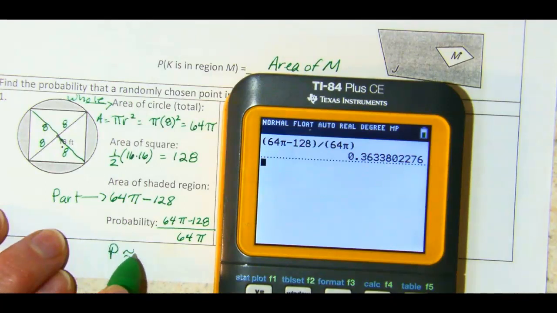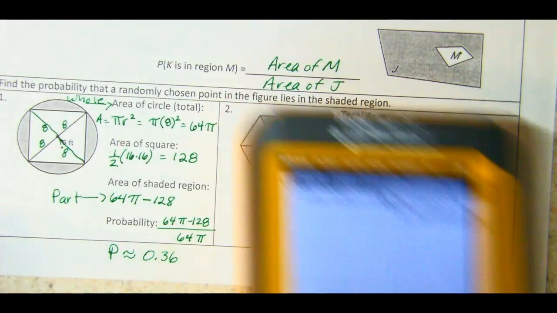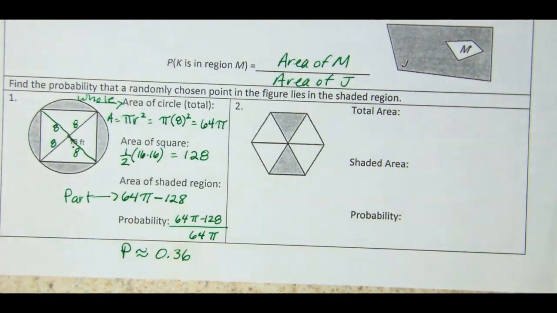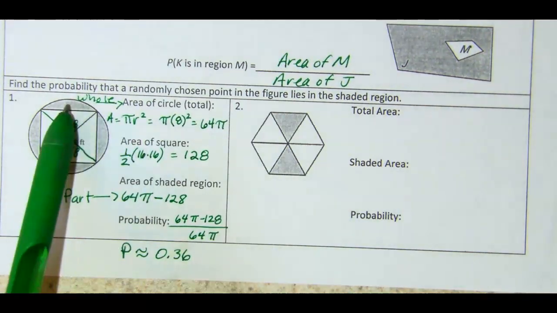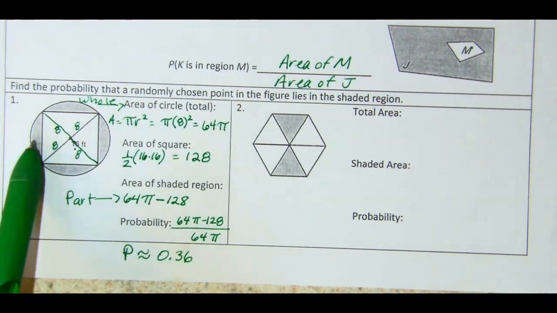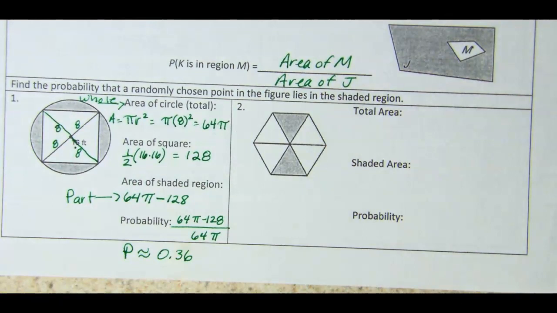So the probability is about 0.36. Now I always like to see if my answer is reasonable. So does that look like 36% of that circle? And I think that it does.